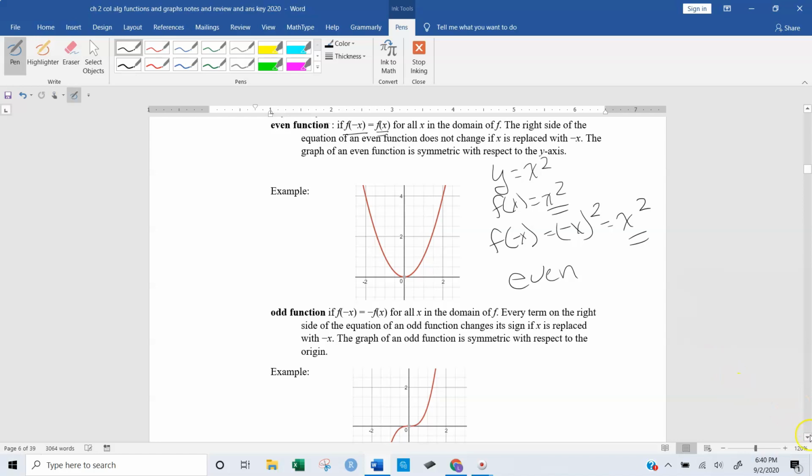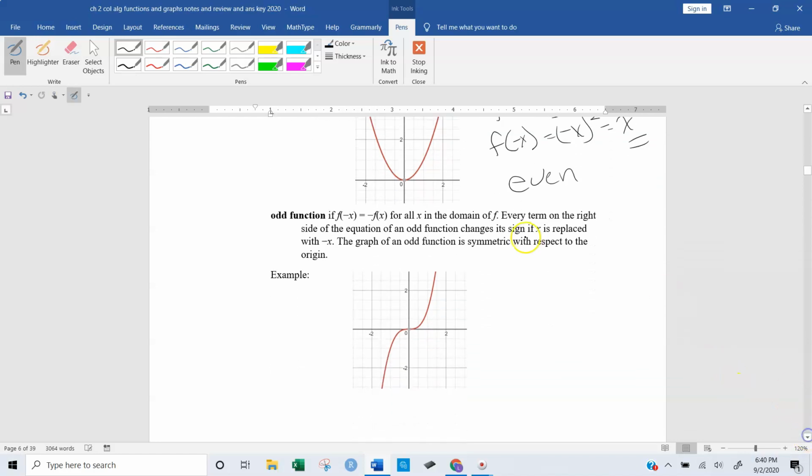Down here, we know that this function is y equals x cubed, so that's f of x equals x cubed. Let's plug in our negative. So f of negative x equals negative x quantity cubed, which is negative x cubed. They are exactly opposite, so it is odd.